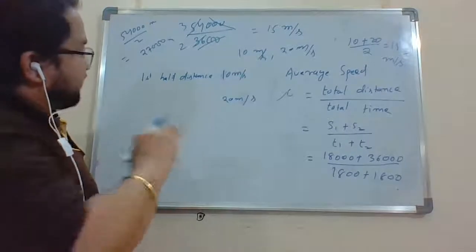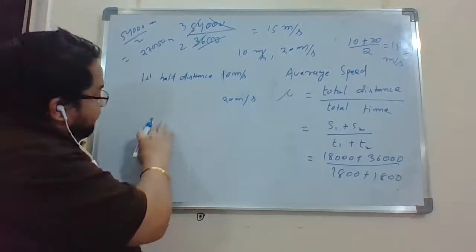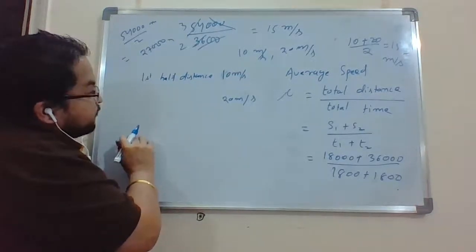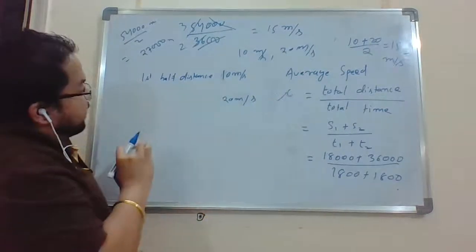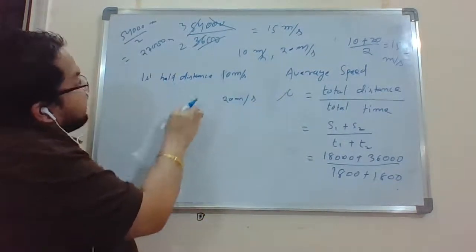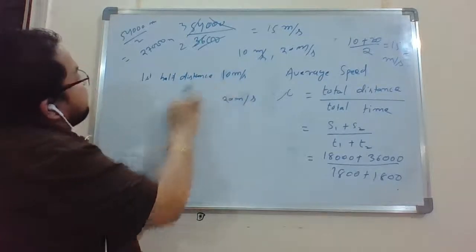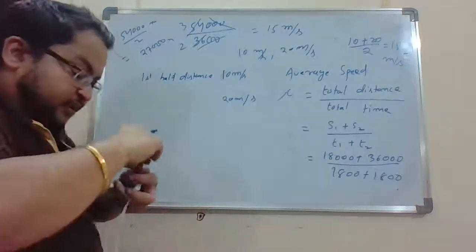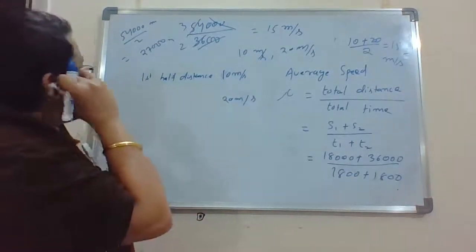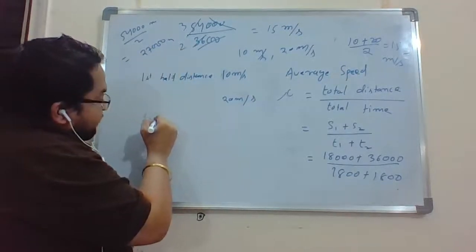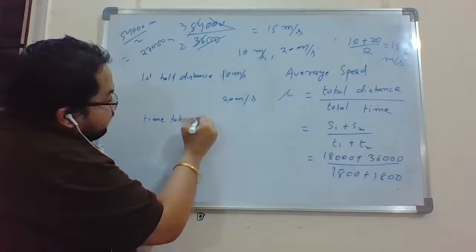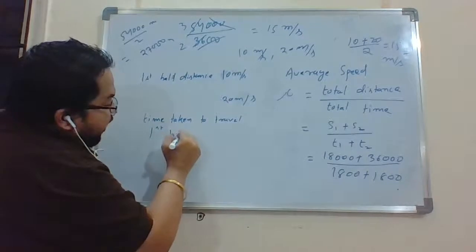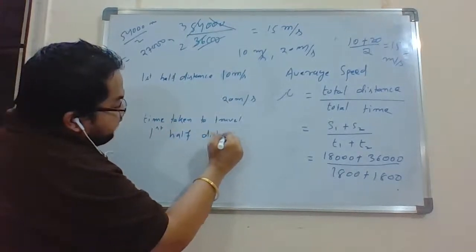So in that scenario, things would change. In that scenario, your average speed again would be total distance by total time. If for the first half distance the speed was 10 meter per second, so half distance means 27,000 meter. So the time taken to travel the first half distance, how much will it be?